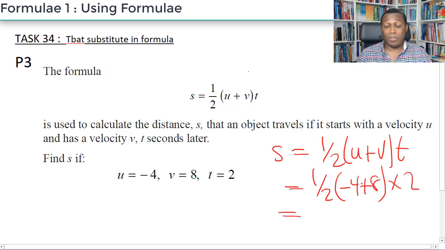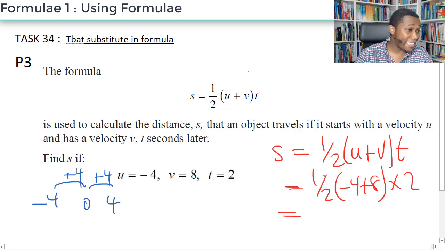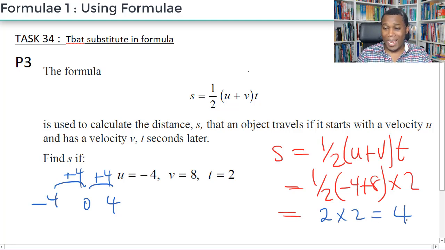Minus 4 plus 8. The signs, number line. We're moving up on the number line from minus 4. Minus 4, if I add 4, I get to 0. I need to add another 4, because 4 and 4 is 8, which means I'm going to get to positive 4. So positive 4, and half of positive 4 is 2. And then with the 2, what do I need to do? Half of positive 4 is 2. So 2 multiplied by 2, which is going to give me 4 as an answer.